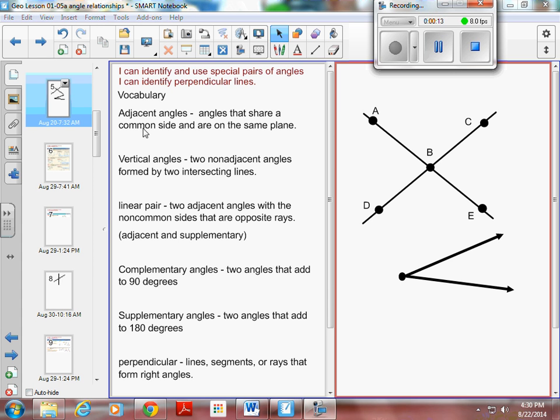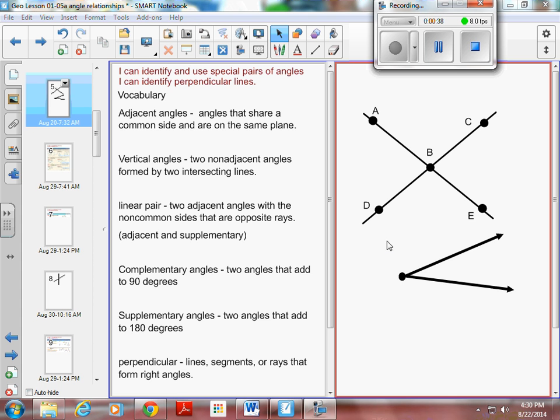Okay, welcome back. Adjacent angles. Adjacent means next to, so we want angles that are next to each other. So we've got angles ABC here and angle ABD. They would be considered next to each other because they touch each other. They share AB as a side. B is the vertex of both. So those would be adjacent angles.